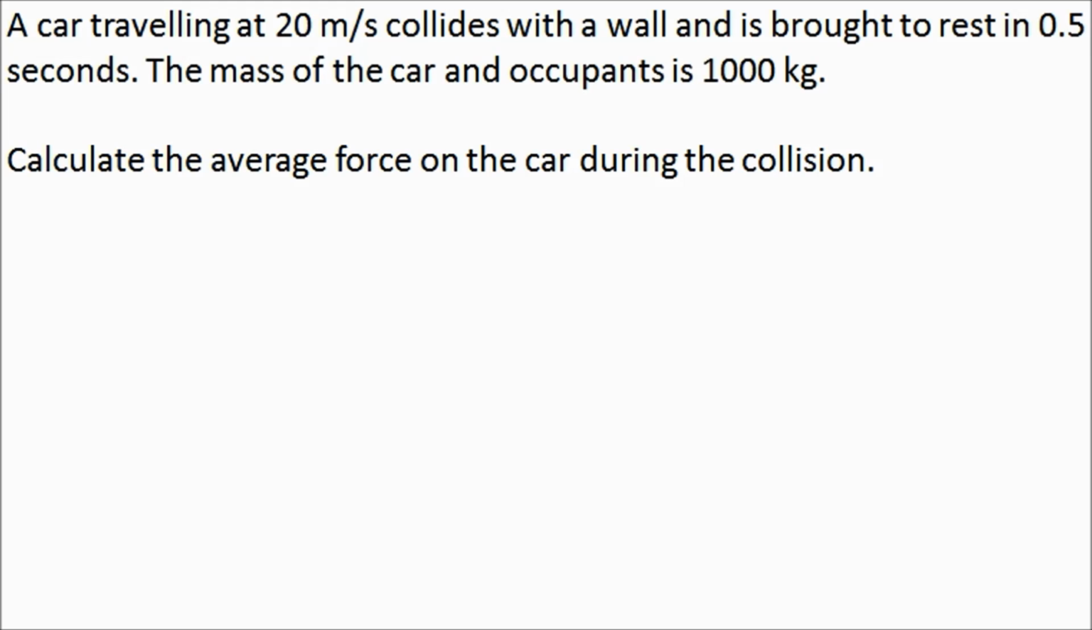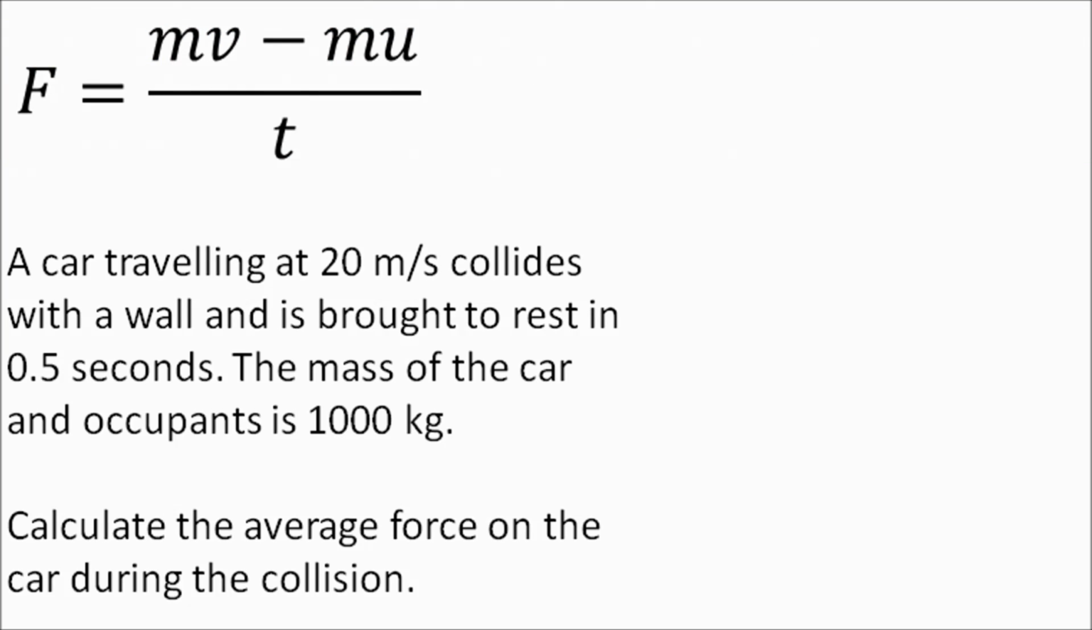So let's look at a little example question. A car travelling at 20 meters per second collides with a wall and is brought to rest in 0.5 of a second. The mass of the car and the occupants is 1,000 kilograms. Calculate the average force on the car during the collision. Well, there's our equation, and it's very, very simple. All we need to do is feed all our numbers in.